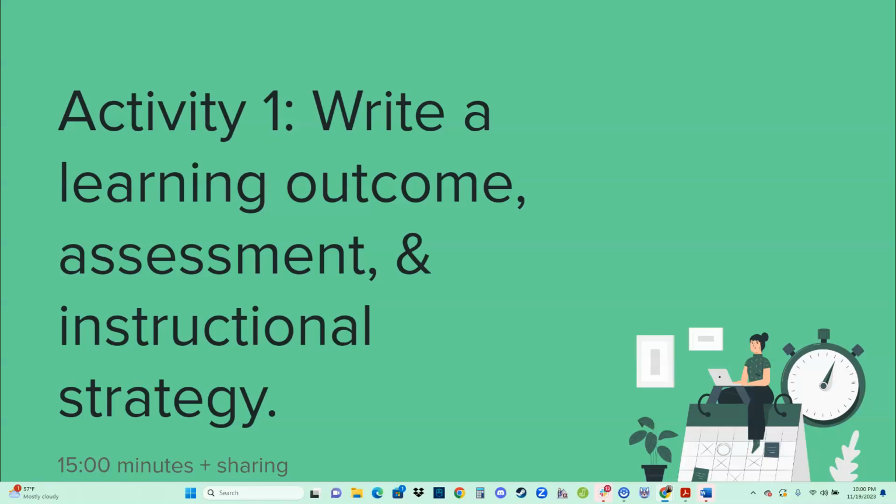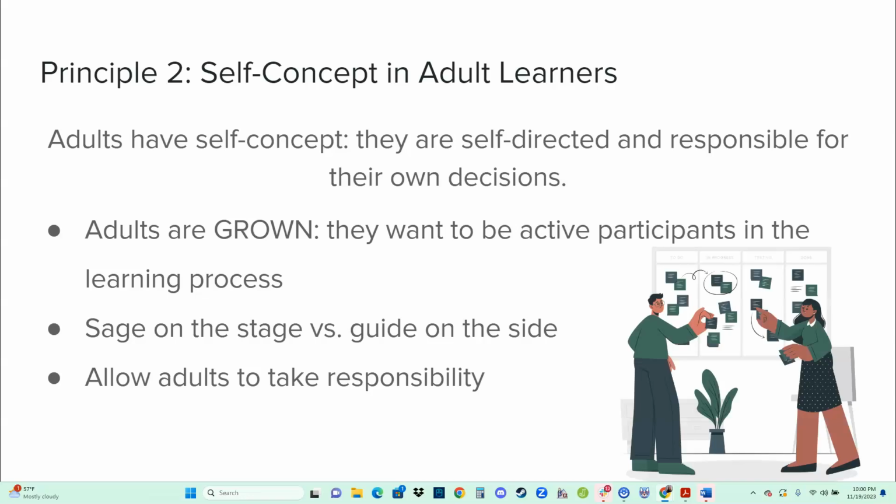Okay, so at this point, you will have completed your original content. You will have shared. We'll be giving each other feedback on it. So now let's move on to the next principle that we're going to talk about, which is the idea of self-concept in adult learners. So remember, we mentioned earlier that the idea of self-concept is that adult learners are self-directed.